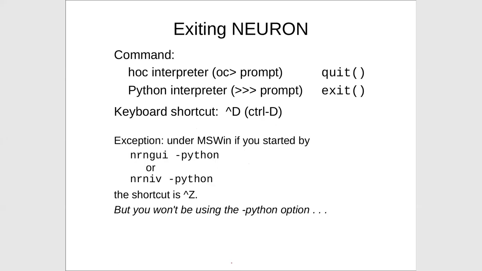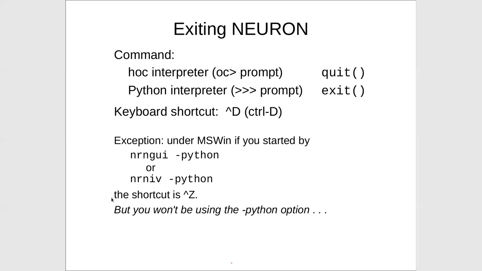Okay. So let's say you're in NEURON and you want to quit. How do you quit? Well, if you're running hoc, you'll see an oc prompt, and at the oc prompt you'll type quit(). If you're running Python, you'll see Python's typical three right arrows prompt, and you'll type exit() and hit return. Or for either of them, if you just hit Control D, that'll exit.